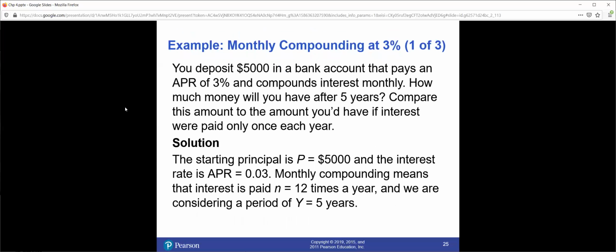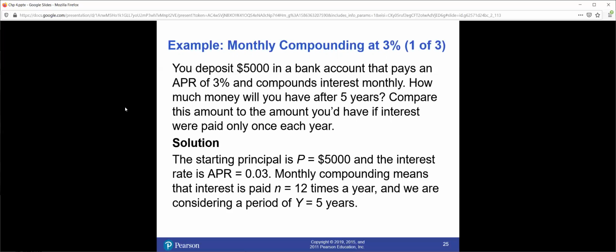Let's talk monthly compounding at 3%. So you deposit $5,000 in a bank account that pays an APR of 3% and compounds interest monthly. The APR is 3%, interest is compounded monthly.